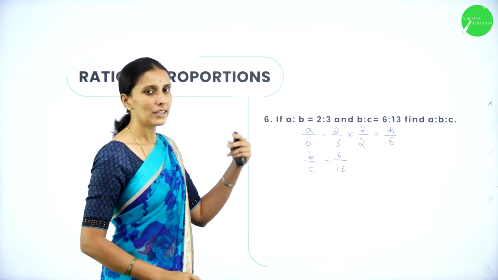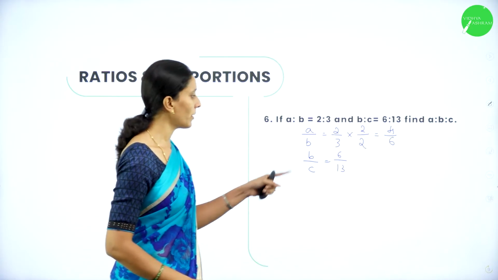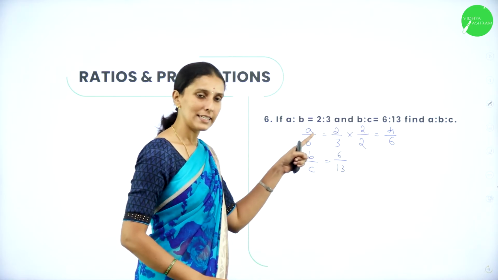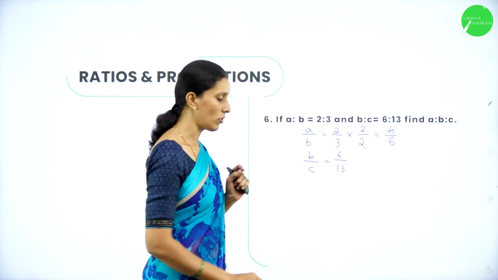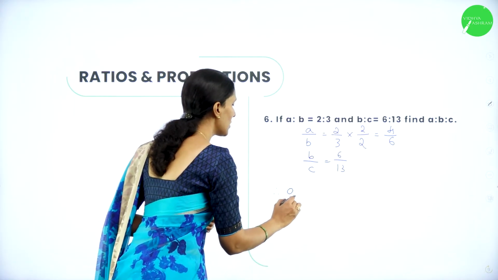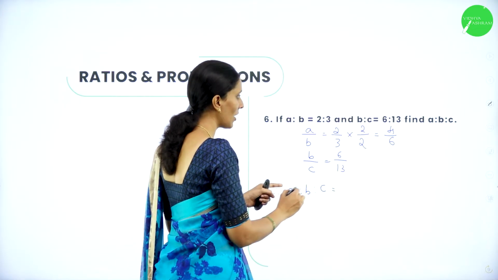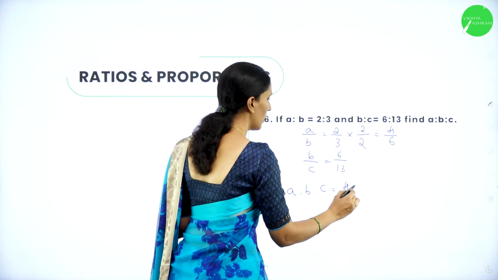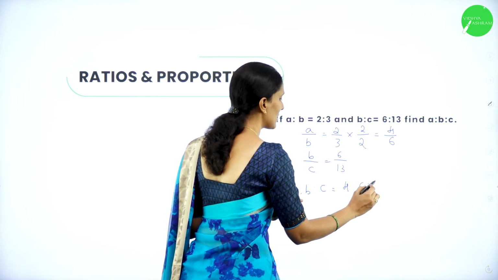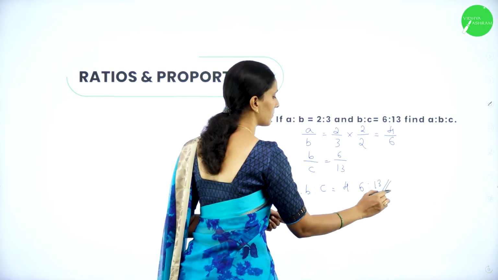Now you can write the quantities in terms of ratio because the value of B is 6 here also. So therefore, what is A is to B is to C? The new value of A is 4, B is 6 and C is 13.